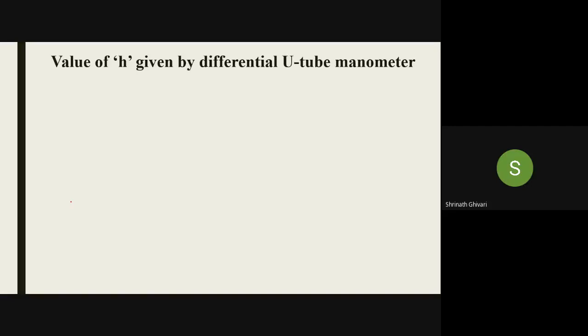Okay. No, sir. So now the value of H we have determined, that is P1 by rho g minus P2 by rho g. That is the difference of pressure head. So that value you have to determine, right? So have you understood that concept? What is P1 minus P2? Why have I taken P1 by rho g minus P2 by rho g equal to H?